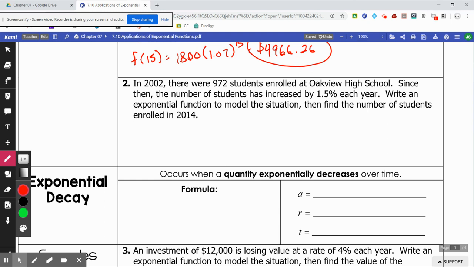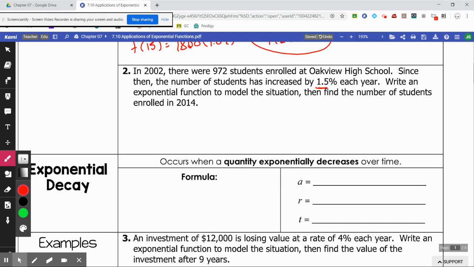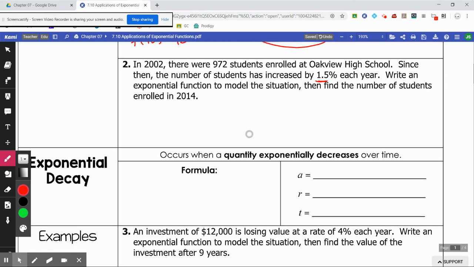Number 2, in 2002, there were 972 students enrolled at Oakview High School. Since then, the number of students has increased 1.5%. It's exponential growth there each year. Write an exponential function to model the situation. Then find the number of students enrolled in 2014.